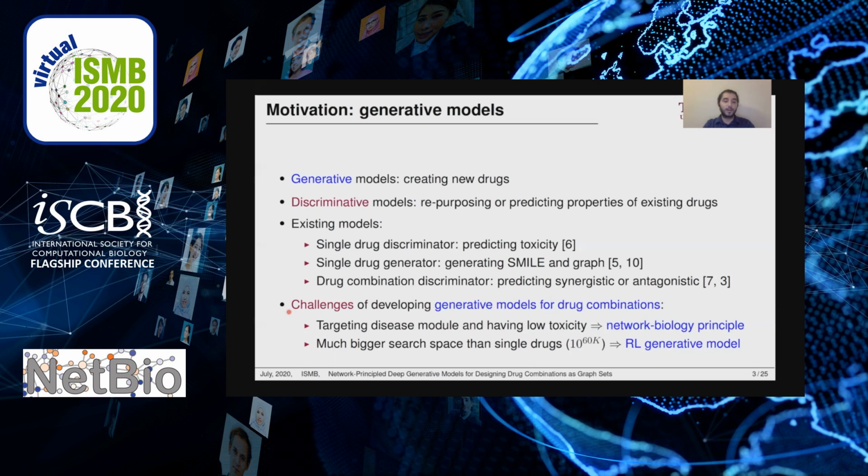For example, a drug combination should target multiple components in a disease, the genes or edges, but they should have low toxicity together. To overcome this problem, we have introduced a property called network biology principle. Another problem is that the search space will become bigger and bigger. Exponentially, it will grow with the number of drugs. To overcome this problem, we have introduced a reinforcement learning model.